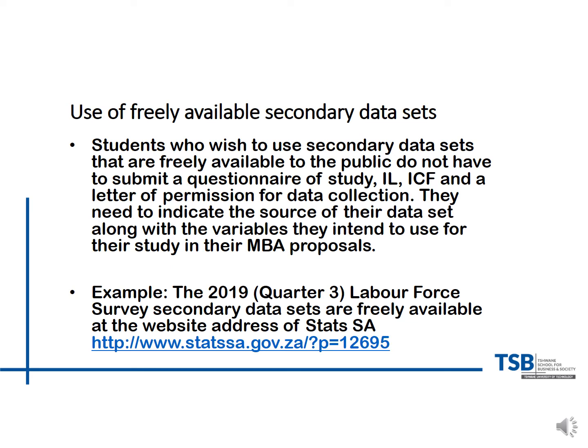Use of freely available secondary data sets. There are some secondary data sets that are publicly available for everybody, and in such cases we do not require a letter of permission for data collection. We do not require a questionnaire of study. There will be no need for an information leaflet and an informed consent form. It will be enough for the students to specify the source of their data sets plus the names of variables they will be analyzing from the secondary data set that is freely available.